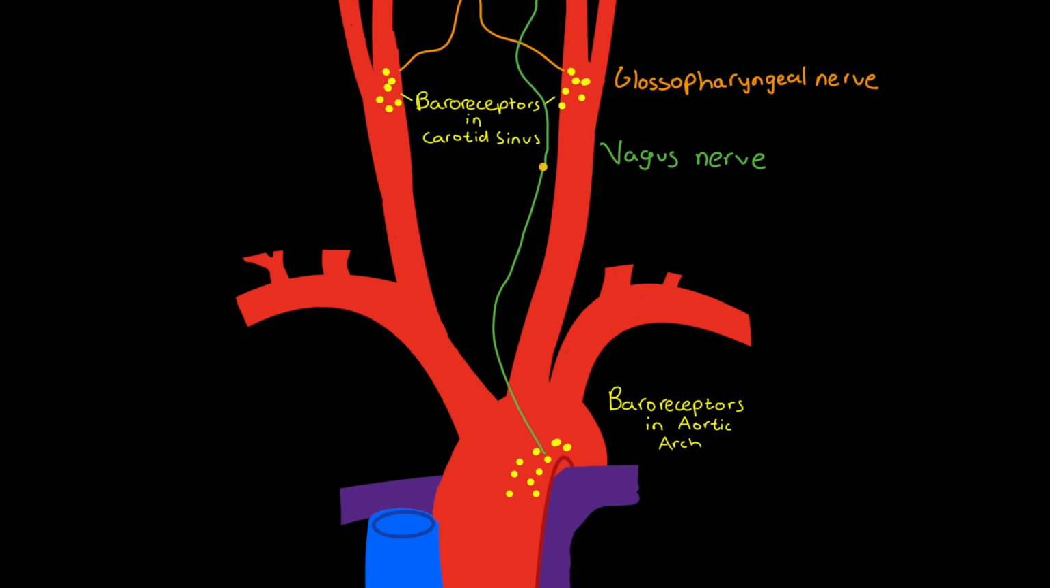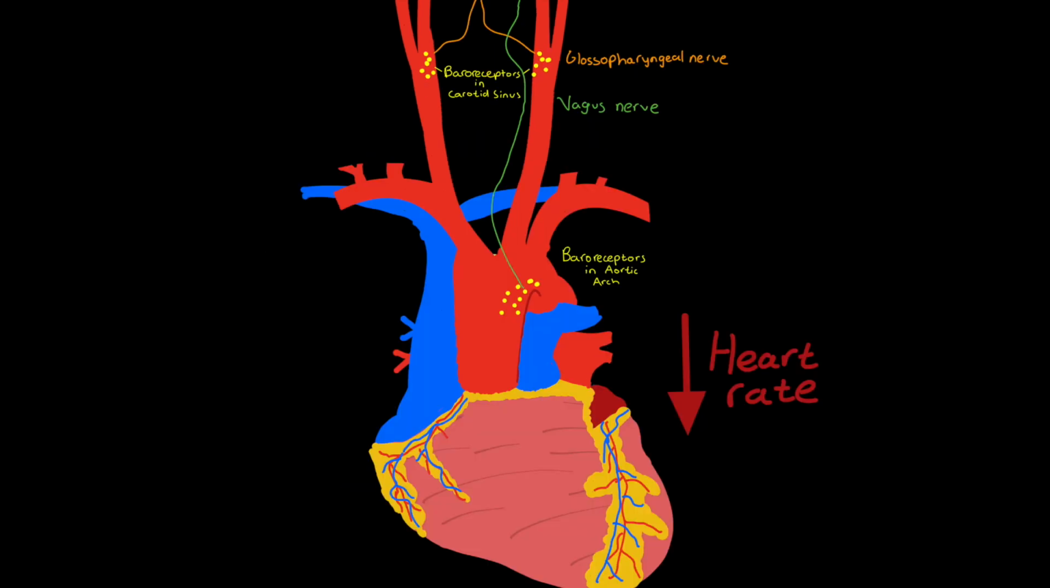If the baroreceptors detect high blood pressure, the glossopharyngeal nerves and the vagus nerves will carry that signal to the brainstem, and the brainstem will figure out a solution and send that signal through the parasympathetic pathway to decrease the heart rate so that in turn blood pressure can decrease. It'll also send a signal to the arteries for dilation, since this will also lower blood pressure.